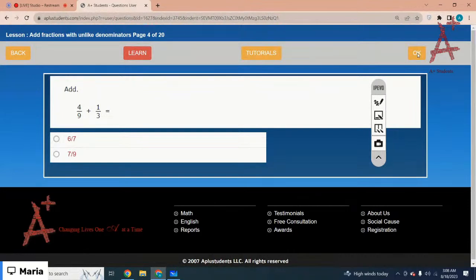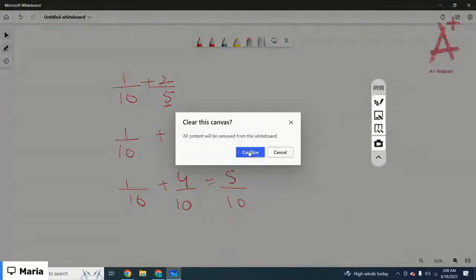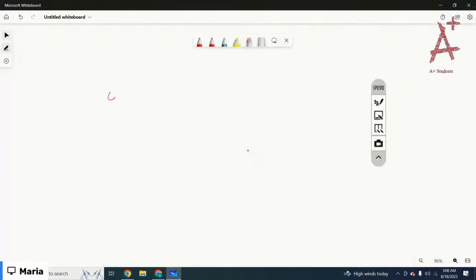Add 4 over 9 plus 1 over 3. So you have to add 4 over 9 and 1 over 3. Okay, so you have to make their denominators the same. Here you have 3. 3 times 3 makes 9. So you have to multiply this fraction by 3.